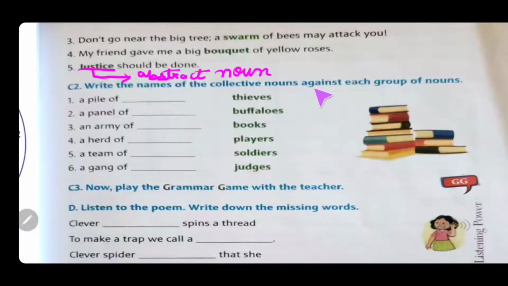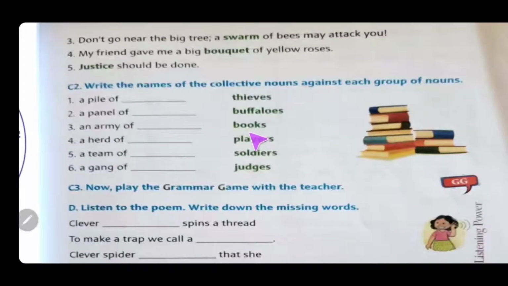Now let's move on to another question. Write the names of collective nouns against each group of nouns. Here we are given blanks, and we have to write the collective nouns against the group of nouns. A pile of thieves? No. A pile of buffaloes? No. A pile of books? Yes.